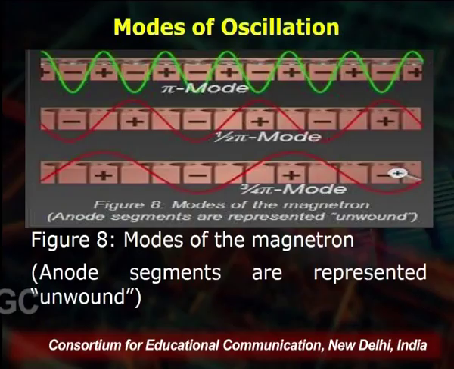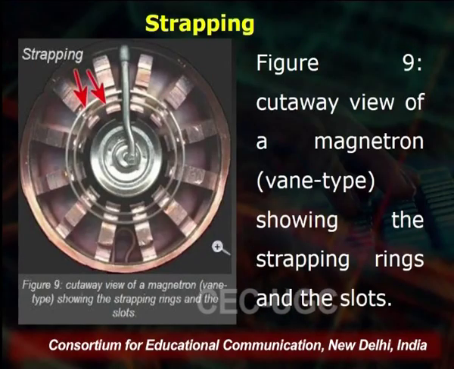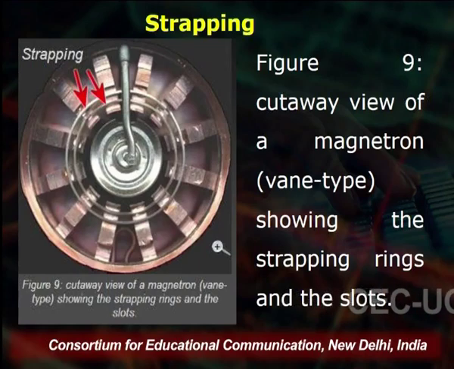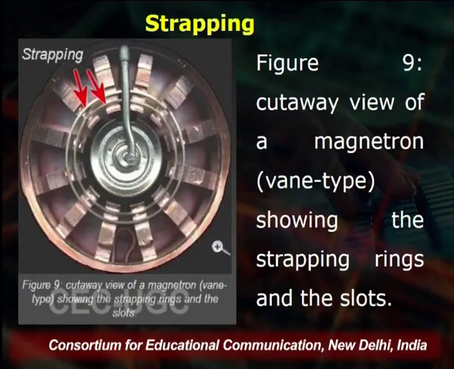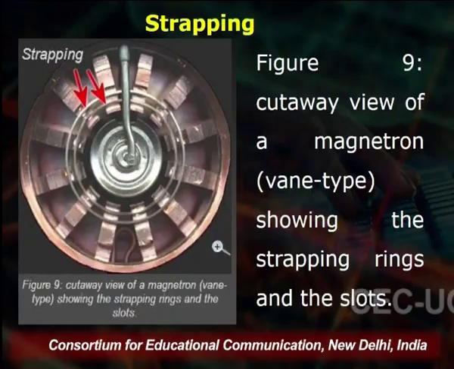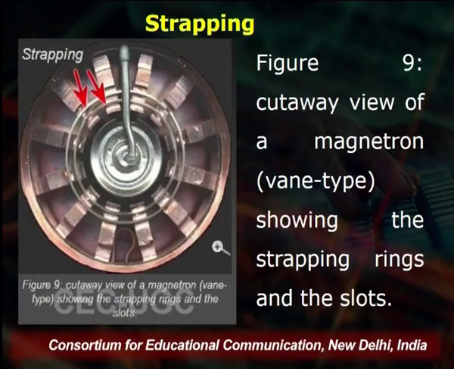So, you can see that there is the strapping, as you can see in the diagram, the cut view of a magnetron, that is a vane type, and we are showing the strapping rings and the slots. You can easily see in the actual picture the strapping, showing the rings and the slots that are attached with the anode, with the vanes also.